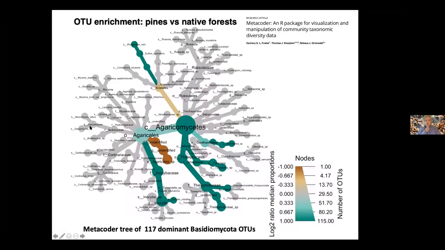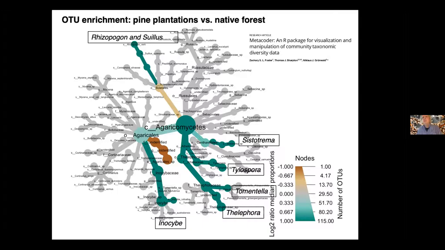So another way to explore the data set here is to use an analysis called metacoder, which takes the numbers of reads for different species and performs a test to see which groups or lineages are enriched. If you do a metacoder analysis here, comparing the pine plantations versus the native forests taken as a whole, what you see is that certain lineages of fungi emerge as being significantly enriched in the pines. In particular, the Rhizopogon-Suillus lineage, the suilloid fungi, are highly enriched. And that's no surprise because we know that they're obligately associated with pines.